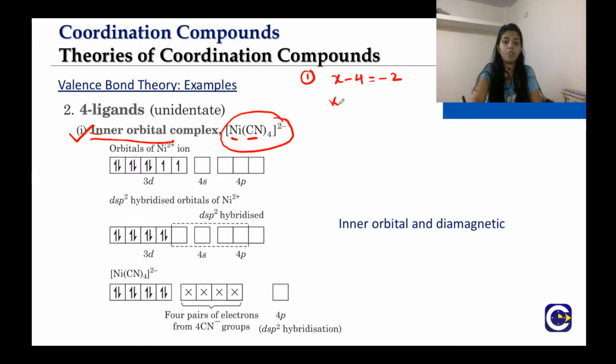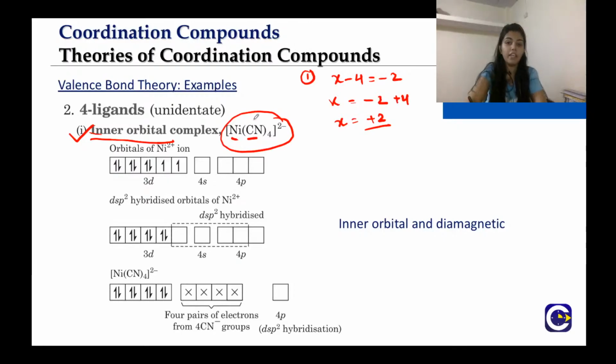So this will give you X equals minus 2 plus 4. That will give you X equals plus 2. So nickel is plus 2. Now the nickel electronic configuration is 4s2 3d8. Plus 2 will give you 3d8. 4s will be vacant and 4p is vacant only, right?